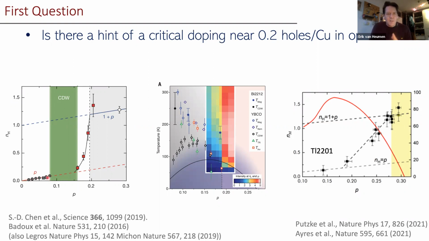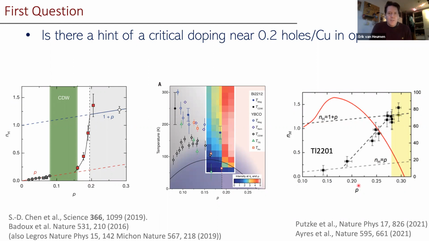And then there's a range where something else interferes, charge density wave physics in this particular material. This is LSCO on the left here. But then if you go close to optimal doping, you see that the Hall density starts to increase and it goes to a value which is 1 plus p. And it happens around a doping of around 0.2 holes per copper.